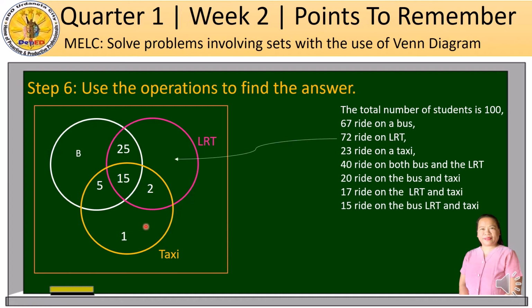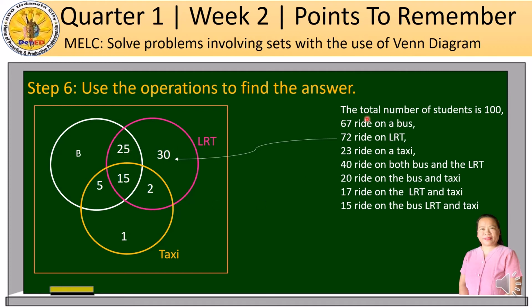Okay, next, we go to LRT naman. So, there are 72 who ride on an LRT, but then we're going to add these students. So, 25 plus 15 plus 2, which is 42. Then, subtract it from 72. So, 72 minus 42 is equal to 30. Okay, so 30 na lang po ang nandiyan kasi tinanggal na natin yung mga nandito.